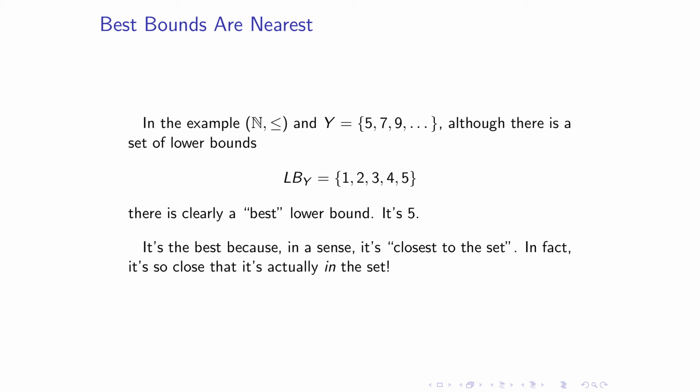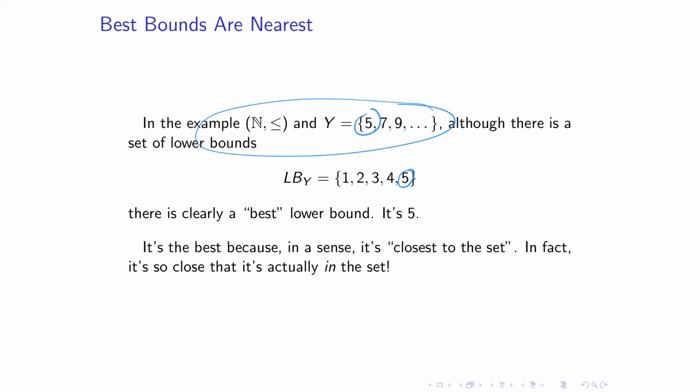Now, although there is a whole set of lower bounds, clearly just one of the lower bounds is the best lower bound. And it's the number 5, of course, because 5 is the lower bound that is nearest to the set. In fact, it's so near that it's actually in the set. In a sense, the distance is 0. The distance between the number 5 and the set is 0 because it's in the set. I'll define the notion of distance to a set maybe in another video, but just take that.